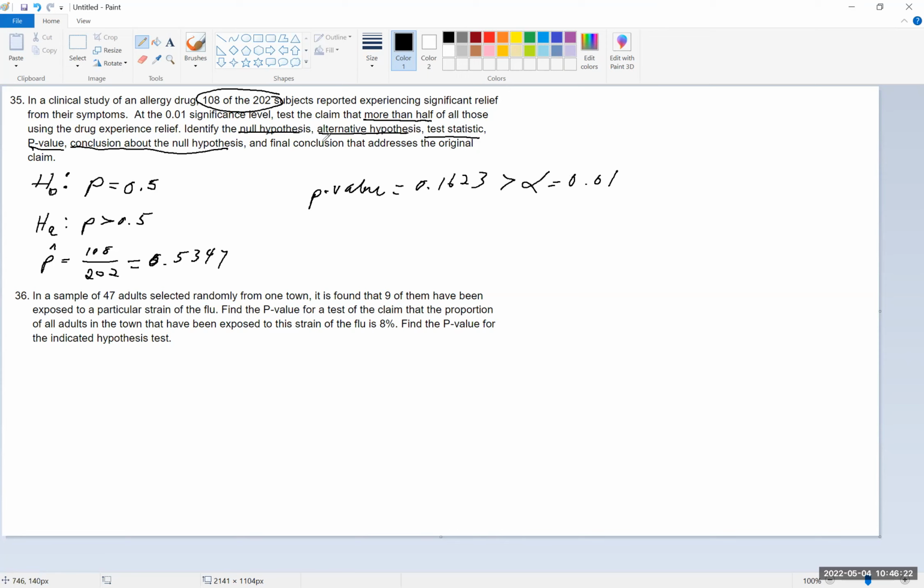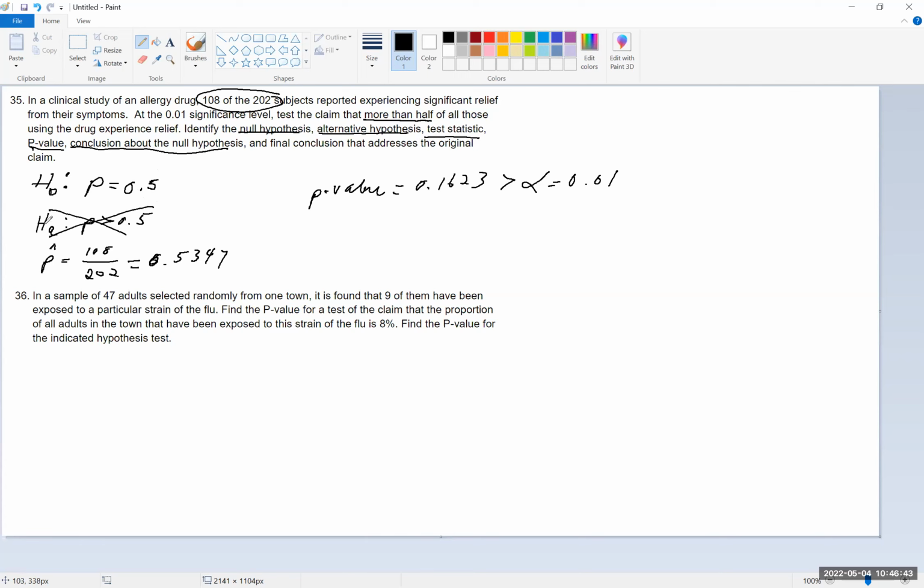There is not enough evidence to conclude that the true proportion is more than half. Therefore, we cannot support this claim.